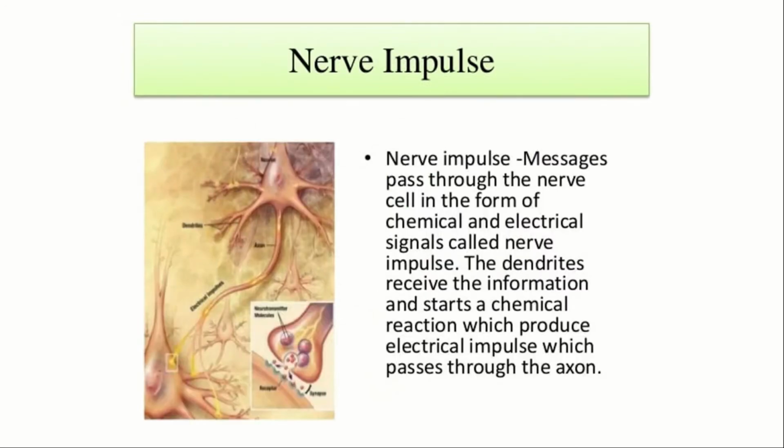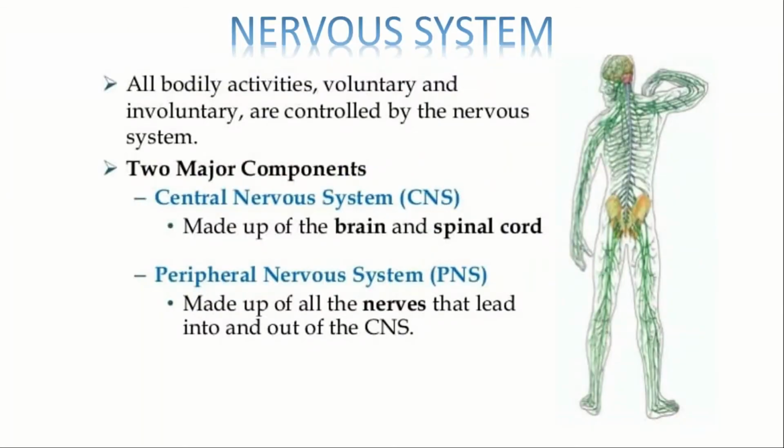Next is nerve impulse, the light, the spark. The messages pass through the nerve cell in the form of chemical and electrical signals called nerve impulses. The dendrite receives the information and starts a chemical reaction which produces the electrical impulse which passes through the axon. Throughout our body, this electrical impulse is doing all the work.